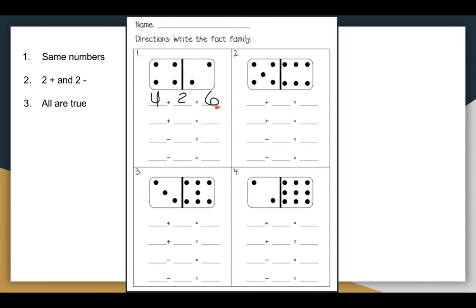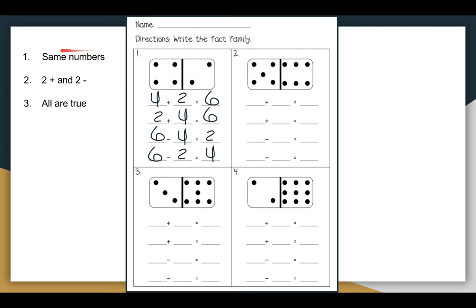Now, in order to do this, all I have to do is swap these 2. So I know that my next one is going to be 2 plus 4, and that still equals 6. To think of my subtraction one, I remember I start with my whole, and I take away one of my parts. So I have 6, and I take away 4. If I have 6 and I take away 4, I should get 2. Then again, my last one would be 6 minus the other part, which is 2, equals 4.